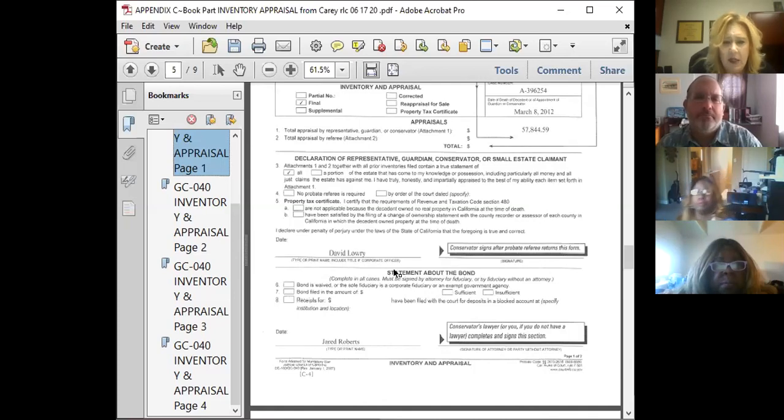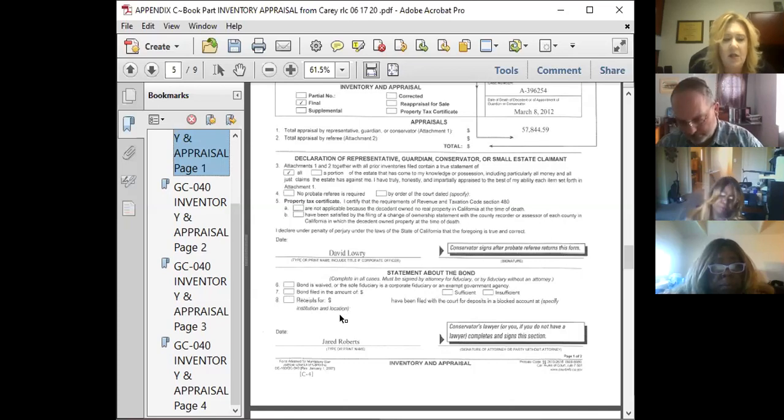Okay, let's continue completing this form because we're almost done. The next section says statement about a bond. When you're given your letters, the judge will determine whether a bond is needed or not. Again, it's completely up to the judge.